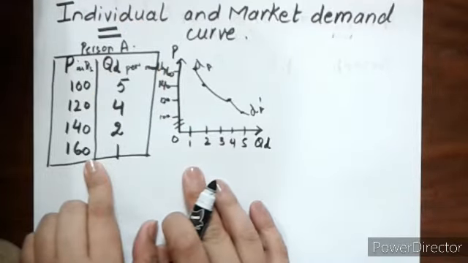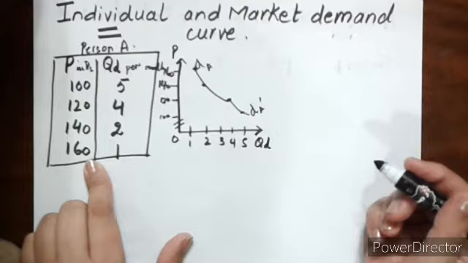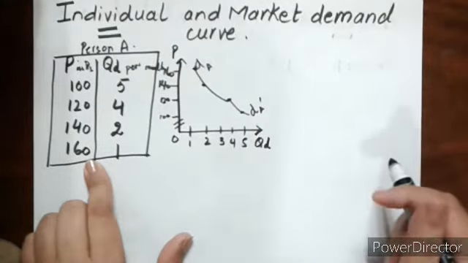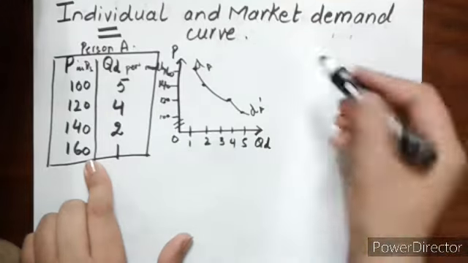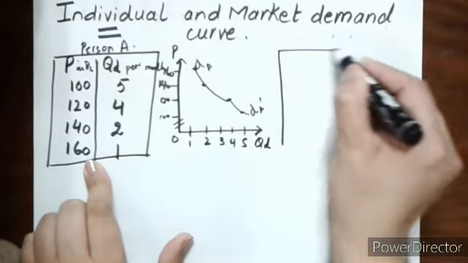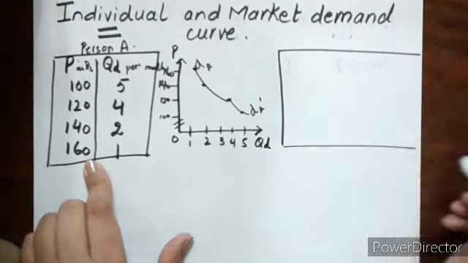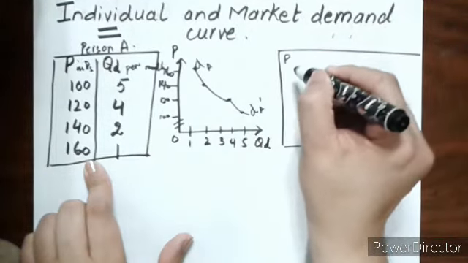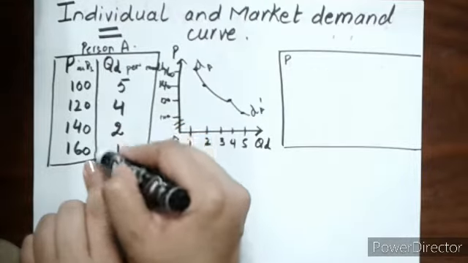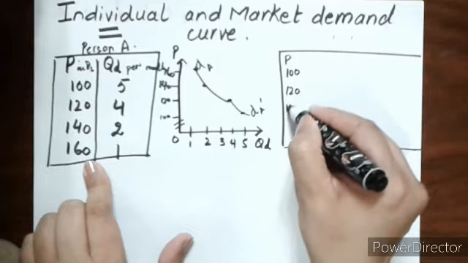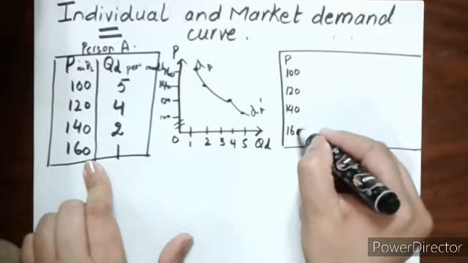Now let's imagine there are other people, or let's imagine there are altogether 3 people in the market, A, B, C. Okay, so let's make a demand schedule for all of them all together. I hope this table fits here properly and it's visible to you. Let's have price here. I'm mentioning the same price: 100, 120, 140, 160.